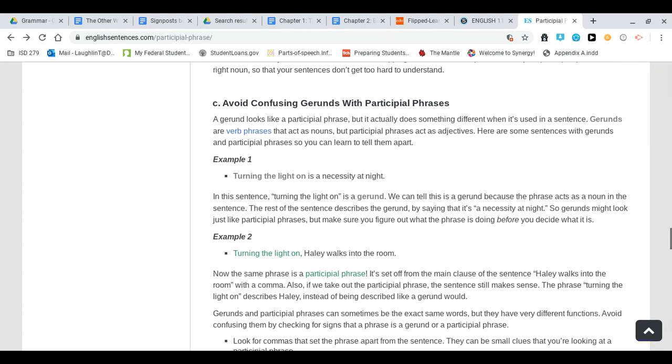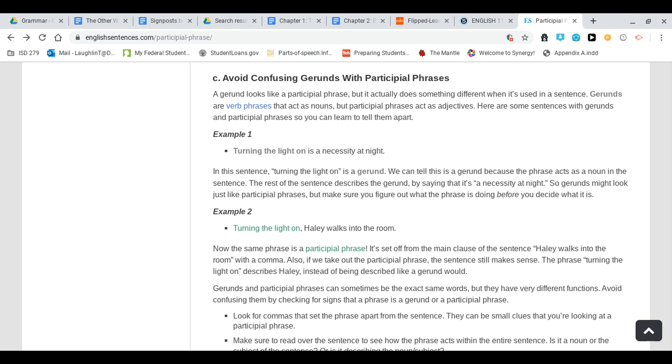All right, here's the last part. So a gerund looks like a participial phrase, but it does something different. Gerunds are verb phrases that act as nouns, while participial phrases act as adjectives. So take a look here. Turning the light on is a necessity at night. So no, turning is a verb normally. However, the action here, turning the light on, is actually the subject of the sentence. So it gets confusing. This is why we try to avoid these when we write, because it's just a little weird.